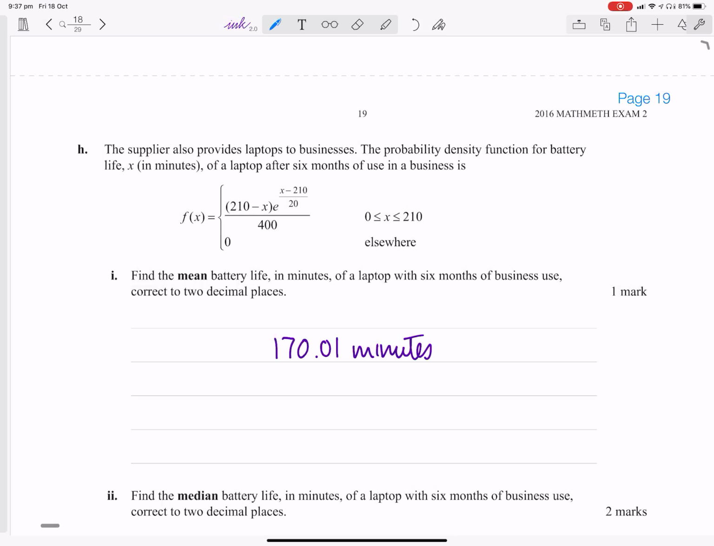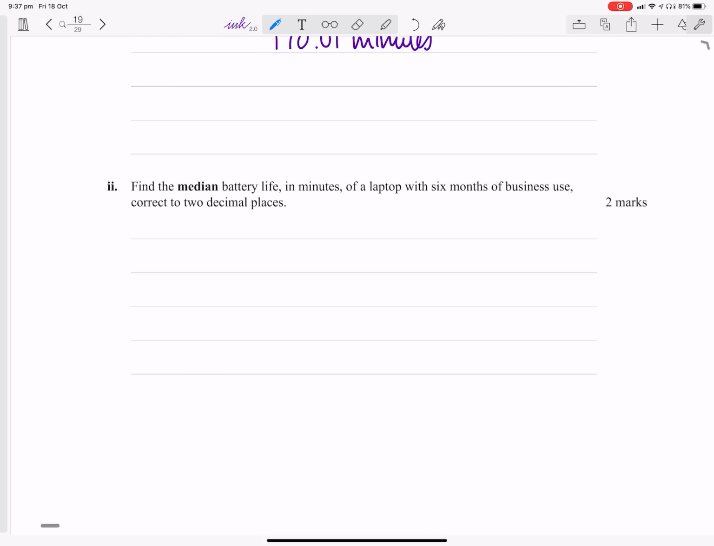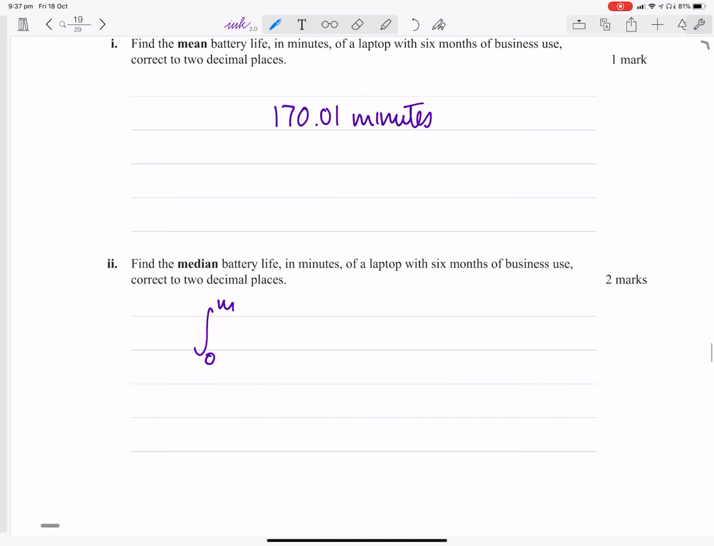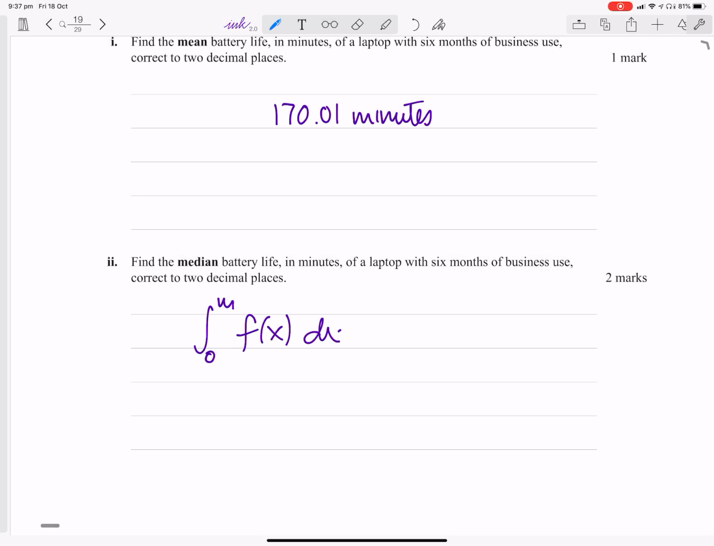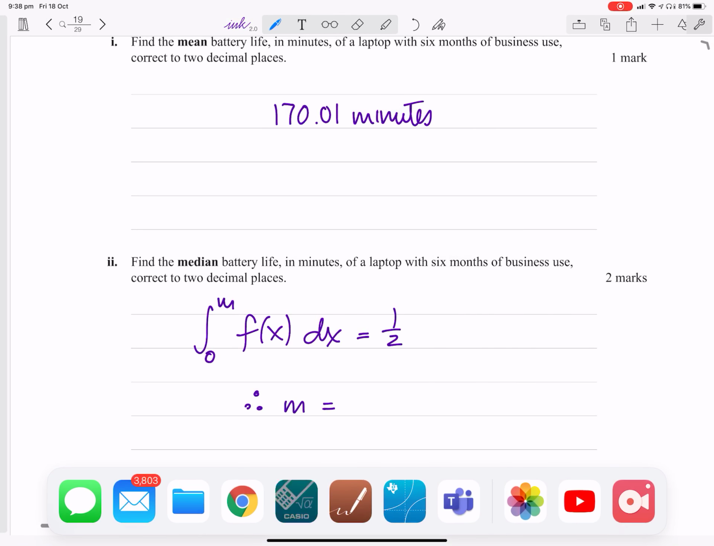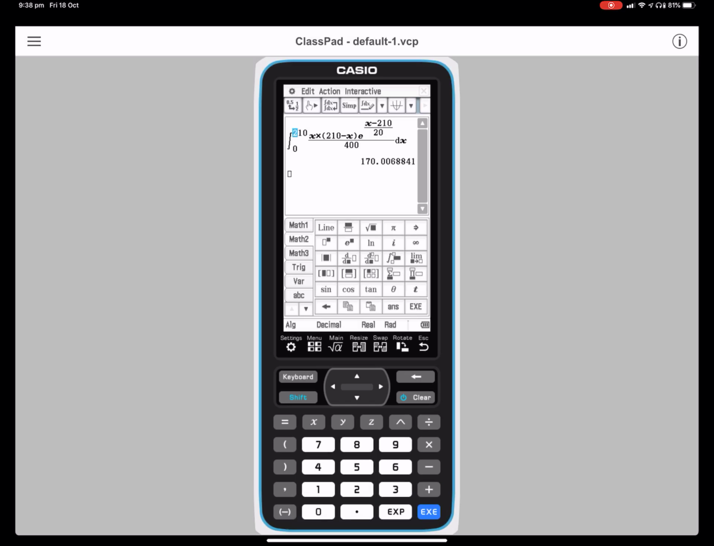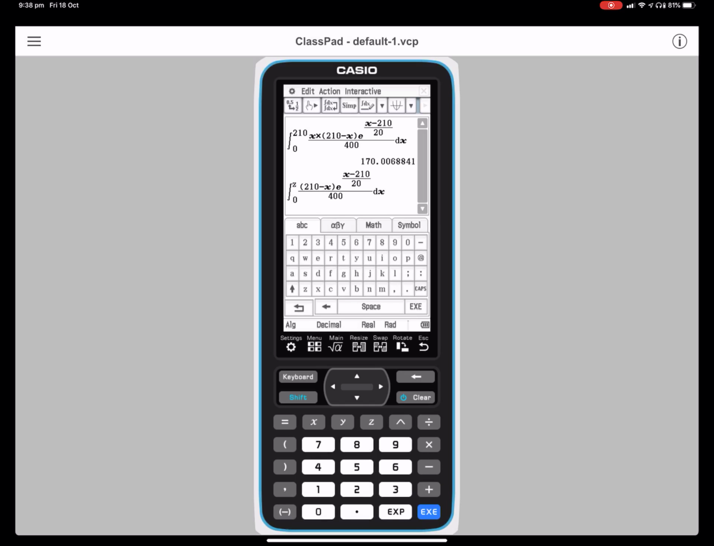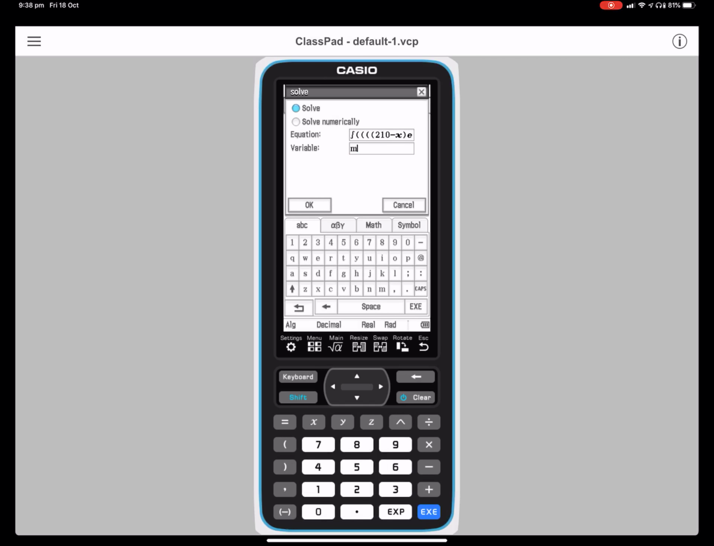Find the median battery life in minutes. Okay, so we'd go from 0 to m, f of x dx equals 1/2. So in this case, we scrap that x because it's no longer multiplying. We say up until, let's say m, and that equals 1/2. Solve for m.